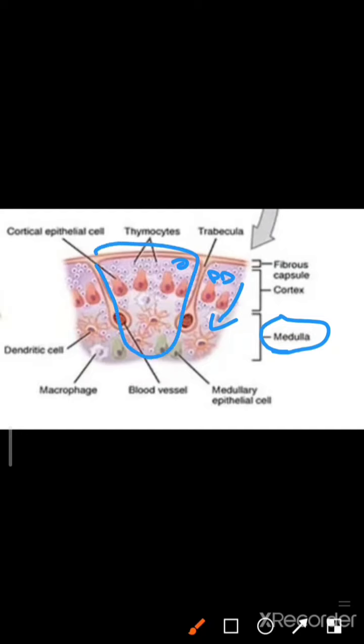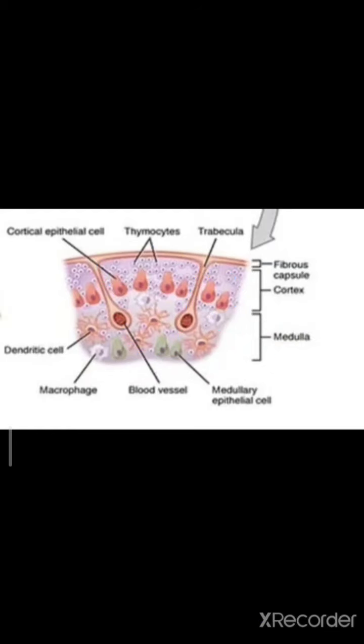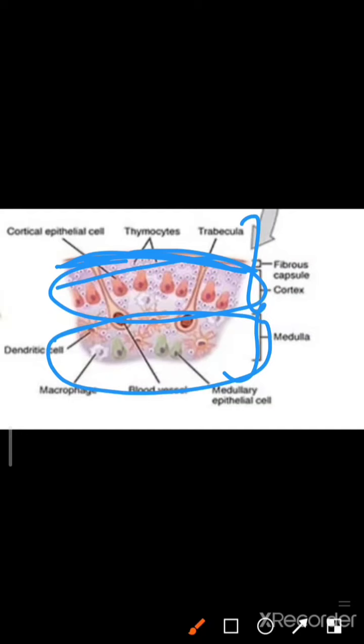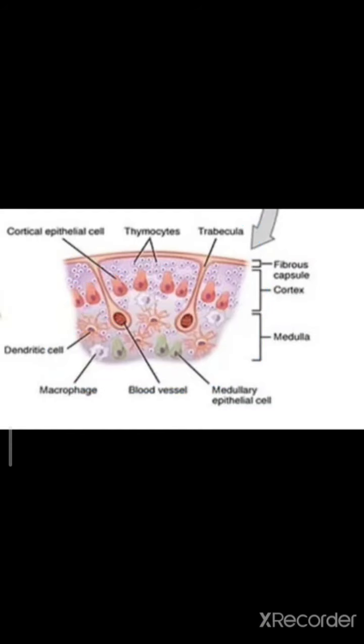Here you can observe the epithelial cells. An epithelial network is present in the thymus structure. The epithelial cells are divided into three parts: outer cover cells, cortical epithelial cells and medullary epithelial cells.